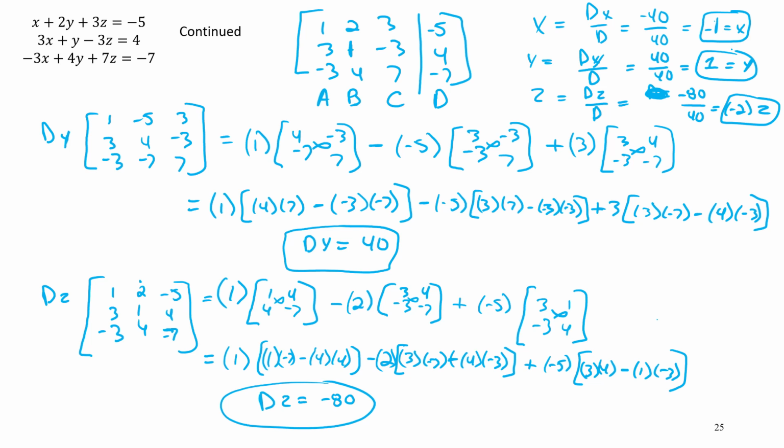And if you write it as a pair or as a coordinate point, it would be -1, 1, -2. And that would be your answer.